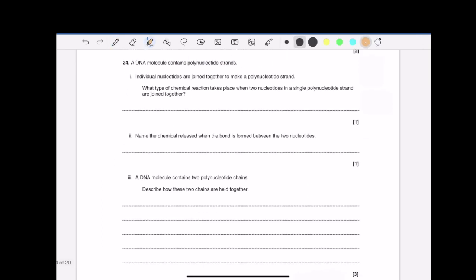Next question. What type of chemical reaction takes place when two nucleotides in a single polynucleotide strand are joined together? Easy, condensation. Name the chemical released when the bond is formed between two nucleotides. Again, very easy. Water. Content-based answer again.